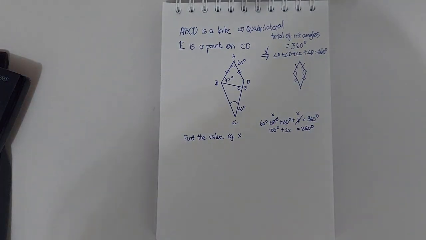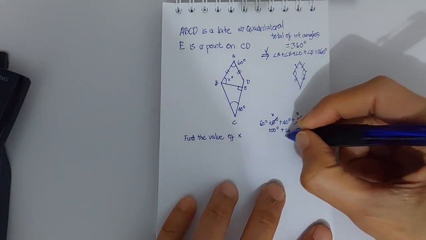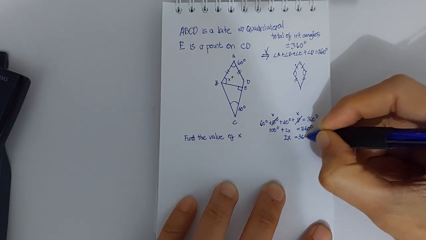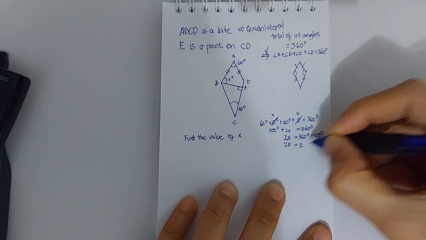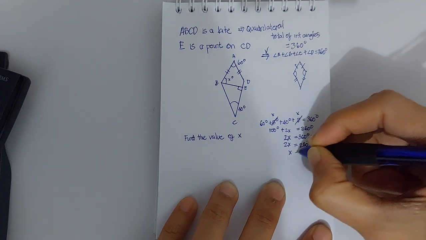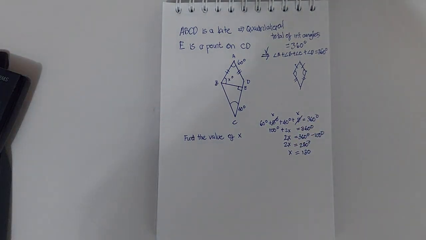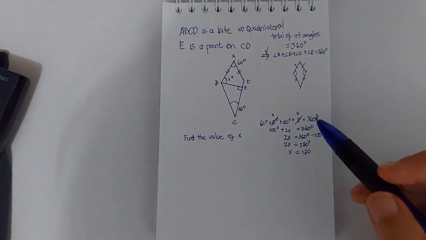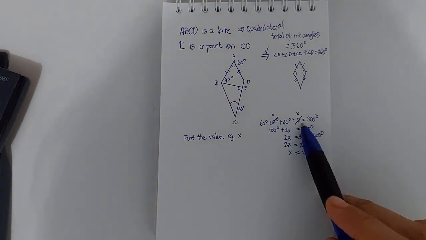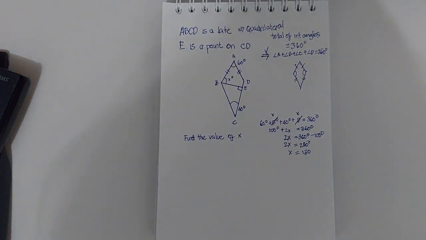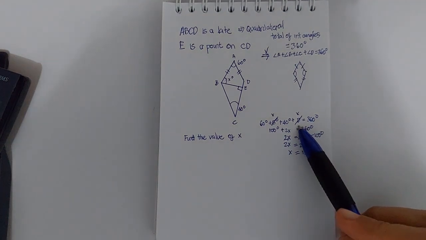Now you can see that we just have a simple equation and it's easy for us to find the value of X. So 2X is equal to 360 degrees minus 100 degrees, and then 2X becomes 260 degrees, so X becomes 130. Okay, X is 130. What is X? When you do the calculation, you really need to understand what thing you just calculated. What will X be here? The whole angle B, and also the whole angle D.